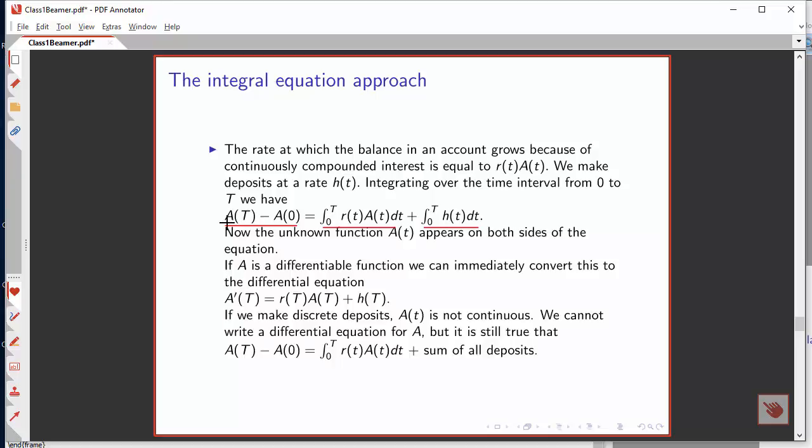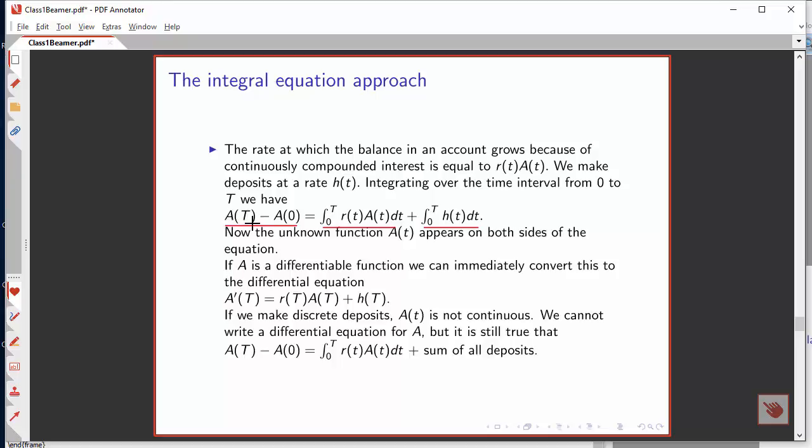This is what's known as an integral equation because, as you'll see, the function A, which is unknown, appears on both sides of the equation. If capital A is a differentiable function, we can immediately turn this into a differential equation. Let's have a shot at that.